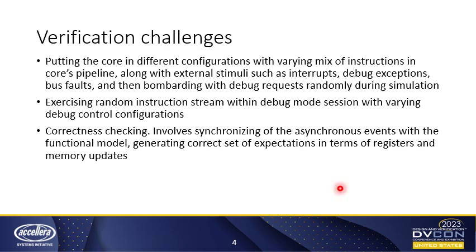Last, the correctness checking is a challenge. The interrupts and debug requests are all asynchronous events, and we want to synchronize them between the RTL and the functional model to better compare the results. Also, the register and memory values will change after the interrupt or debug request is finished. We want to have the correct set of the expectation of the updated register and memory data.